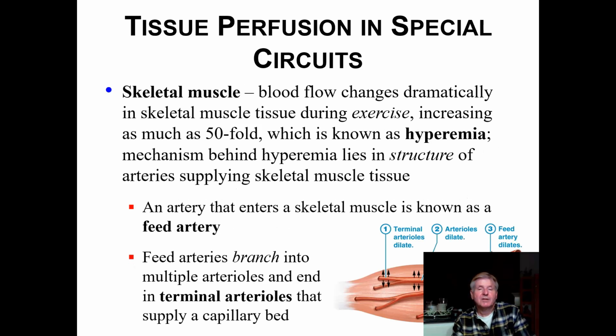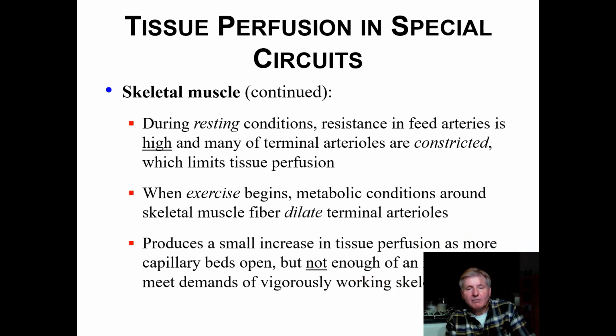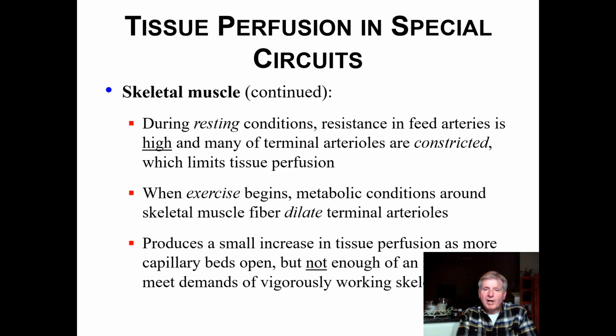In skeletal muscle, blood flow can change dramatically during exercise, and that can increase as much as 50-fold, and that's called hyperemia. The mechanism behind hyperemia basically lies in the structure of the arteries supplying the skeletal muscle. As you can see, they have a feed artery that eventually leads to terminal arterioles. So during resting conditions, the resistance of feed arteries is high, and your terminal arterioles are constricted.